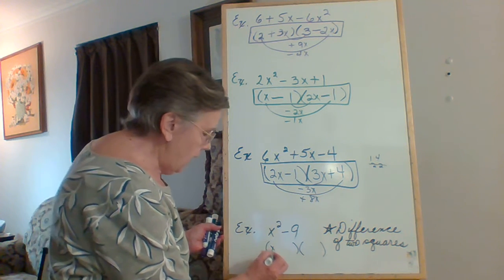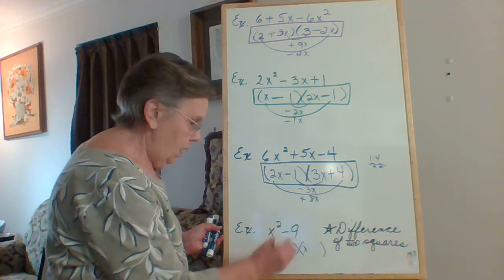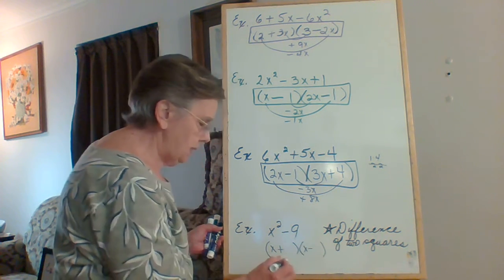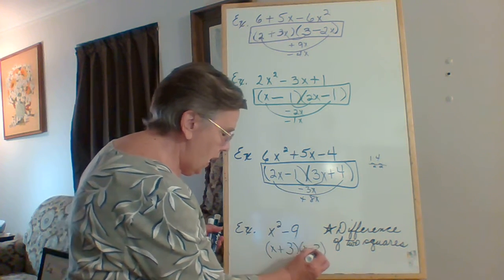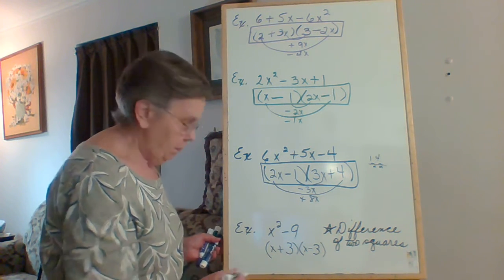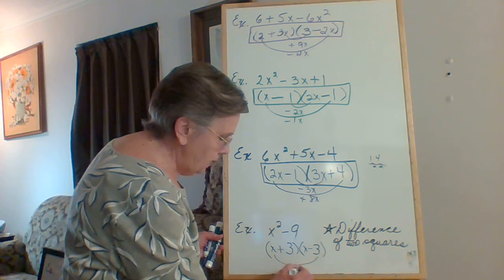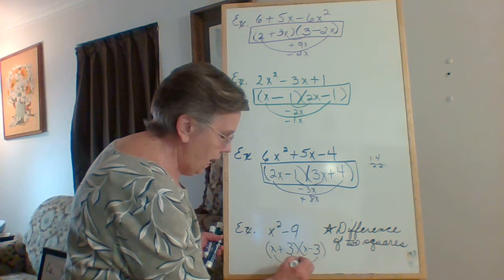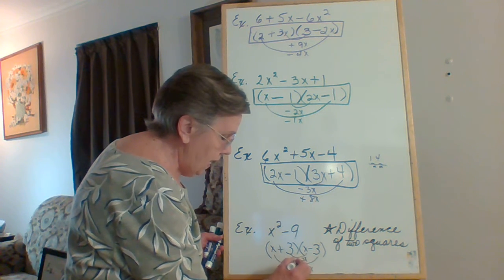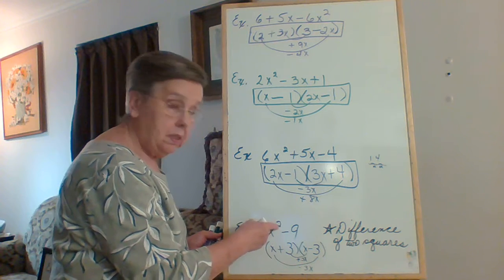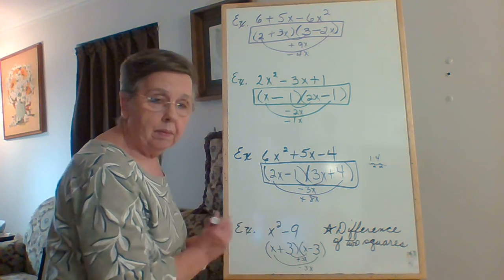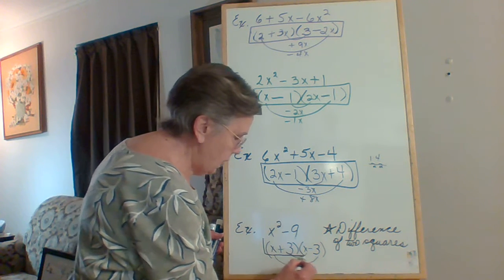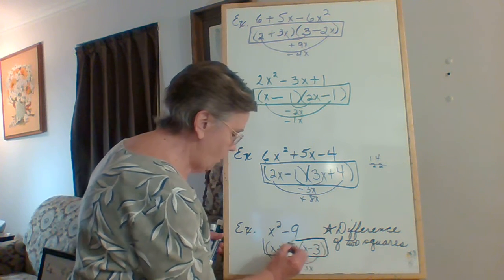X squared is x and x. For a minus there, one has to be plus, one has to be minus. 3 and 3. The outside gives me a minus 3x. Inside gives me plus 3x. They subtract out, so I don't have a middle term. See, I don't have a middle term right here. So my answer is x plus 3 times x minus 3.